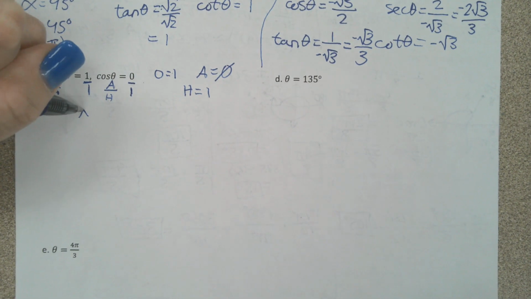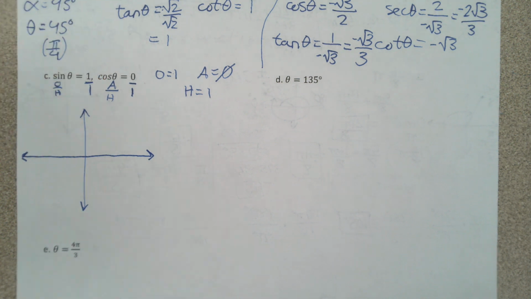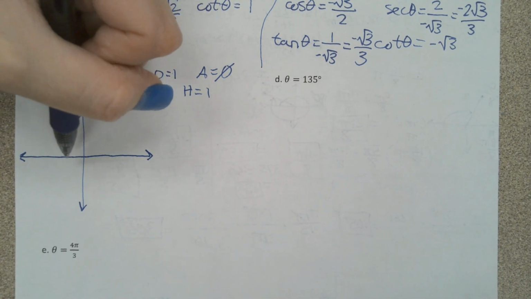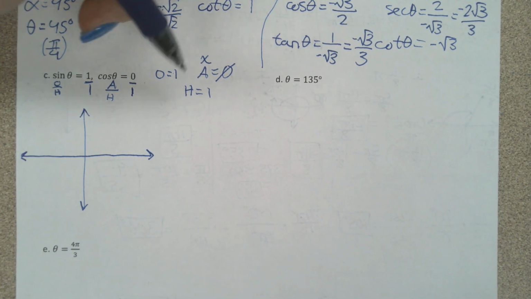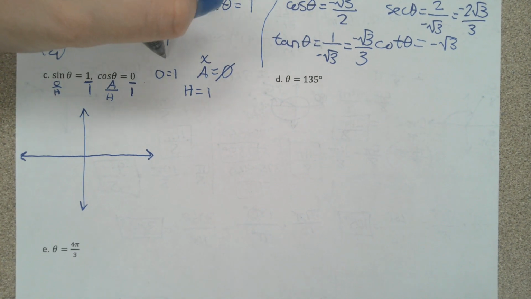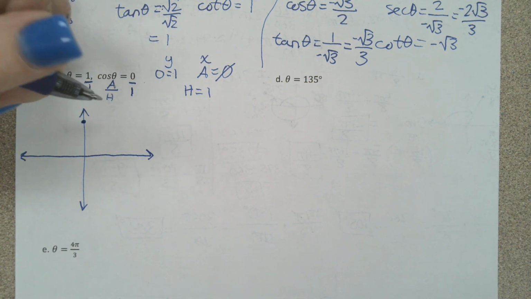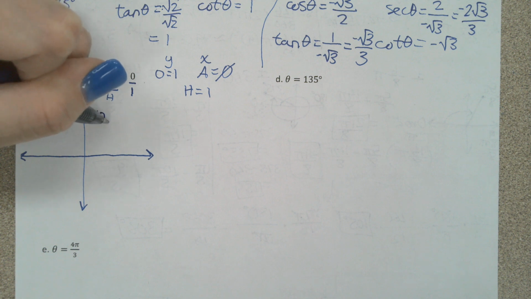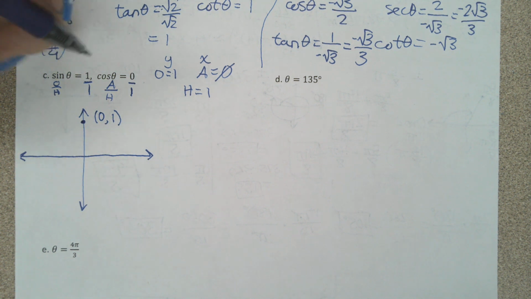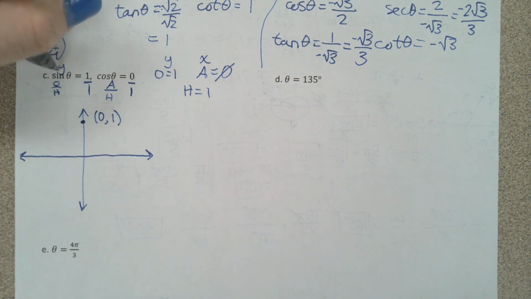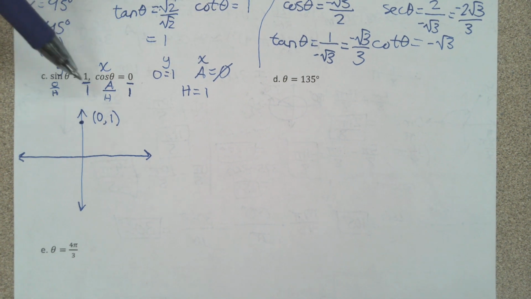So let's go and draw our coordinate plane. So, reminder, A always goes on the x-axis. That's the x. There's nothing there because it's a 0. O always goes on the y-axis. So if we go up to 1 on the y-axis here, we would be at the point 0, 1. Now, this should make sense because if you remember from what we talked about on the unit circle, sine on the unit circle is the same thing as the y value, and cosine is the same as the x value. So we literally have the point 0, 1 here.